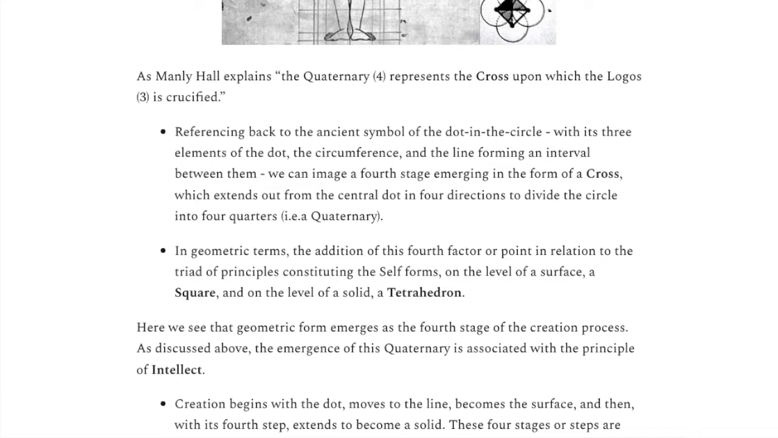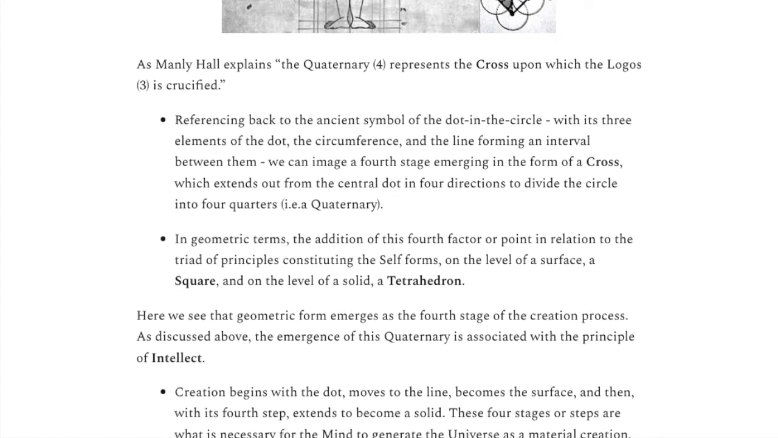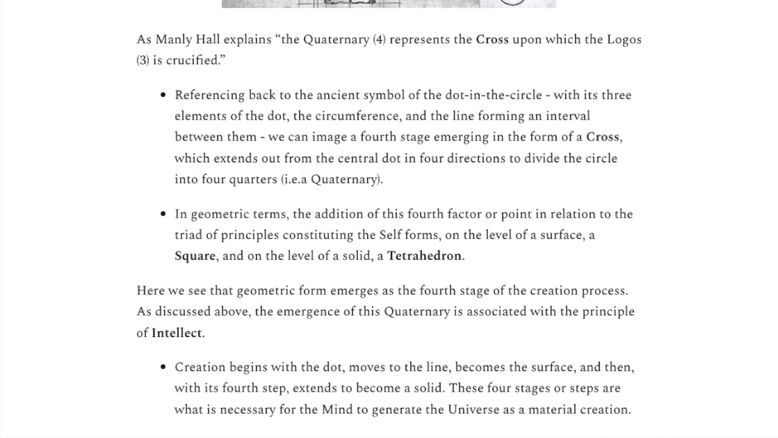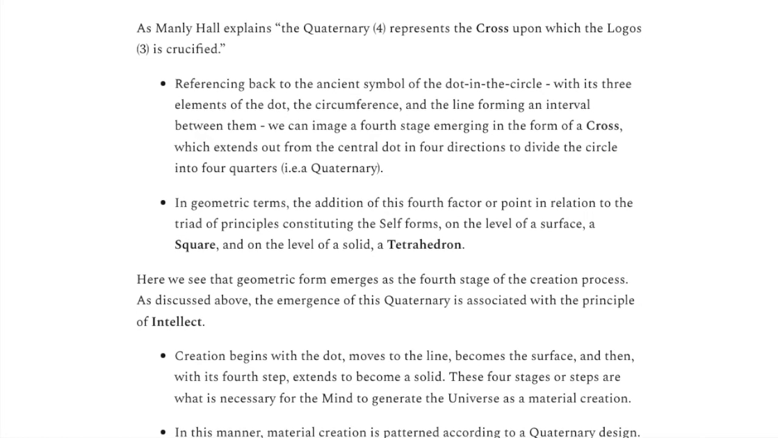In geometric terms, the addition of this 4th factor, or point, in relation to the triad of principles constituting the self, forms on the level of a surface a square, and on the level of a solid a tetrahedron. Here we see that geometric form emerges as the 4th stage of the creation process. As discussed above, the emergence of this quaternary is associated with the principle of intellect.